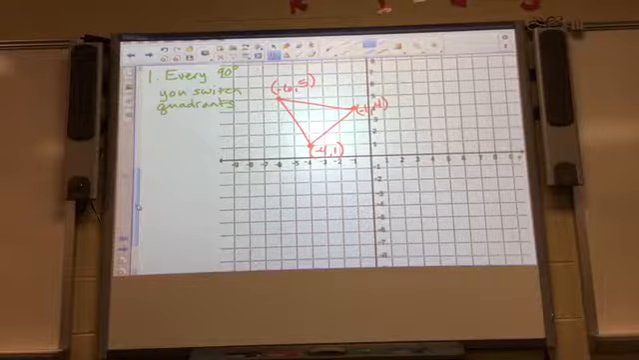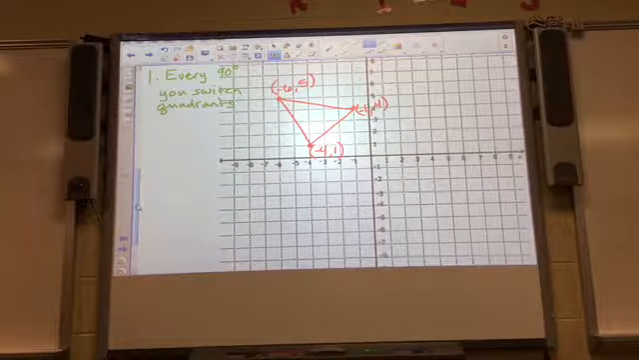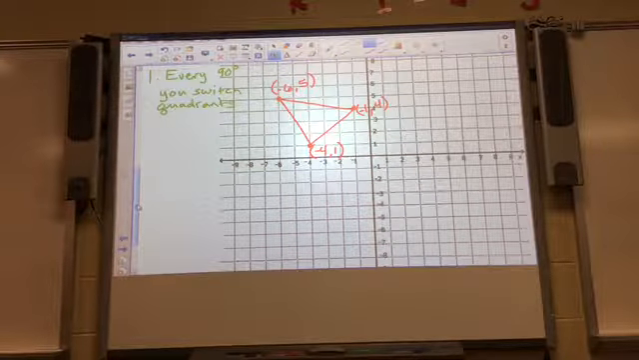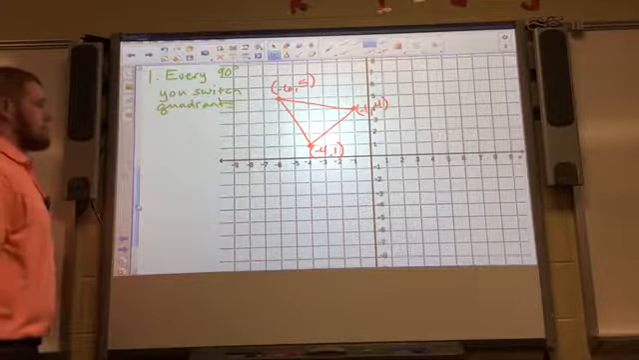Okay, so every 90 degrees, you're going to switch quadrants. This is when you rotate it about what? The origin. Always the origin. This only works when you're rotating about the origin. Probably next week we'll talk about rotating around a different point. But today, everything's about the origin. Okay, so every 90 degrees, you switch quadrants.